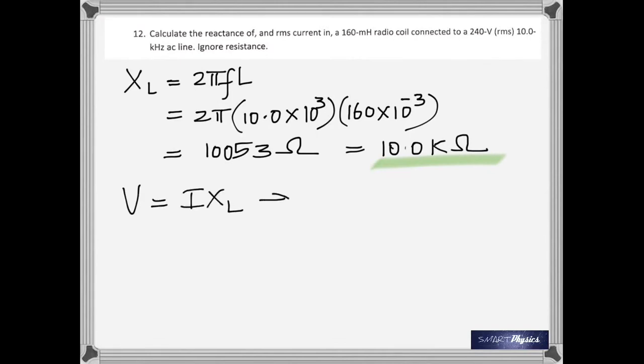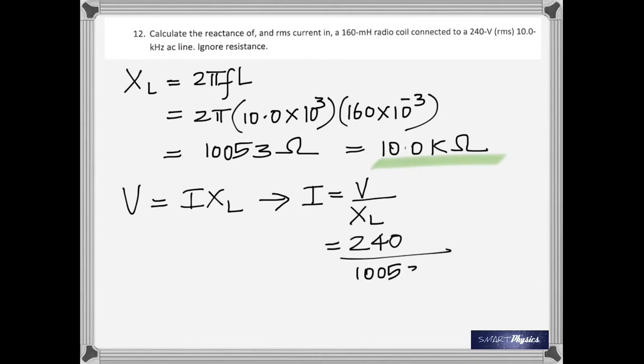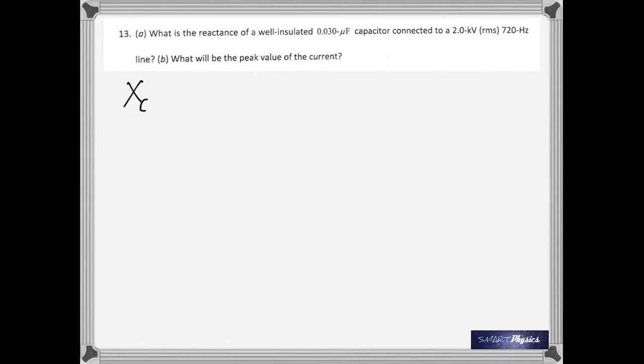And now to calculate the current, just use Ohm's law, which is voltage is the product of current and reactance. Rearrange that, the voltage is 240 volt, and you get 2.39 times 10 to the negative 2 ampere. In this one, what is the reactance of a capacitor? And the voltage is again given and the frequency is there.